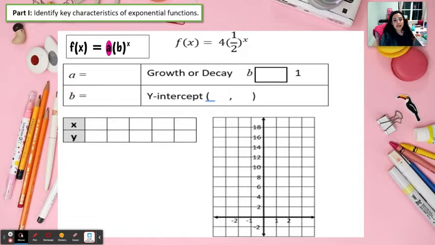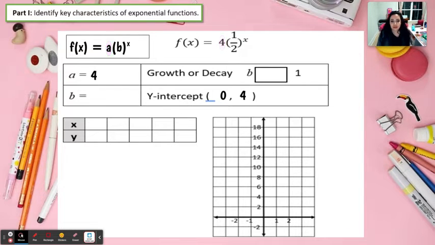We're going to start by looking for our a. So a is the first number not with the exponent. In this case, that is 4. So my a equals 4, which means your y-intercept is (0, 4).